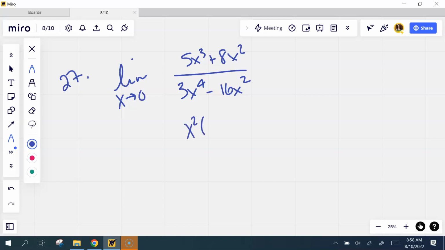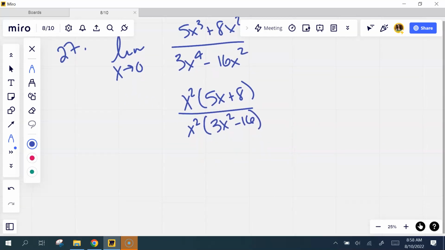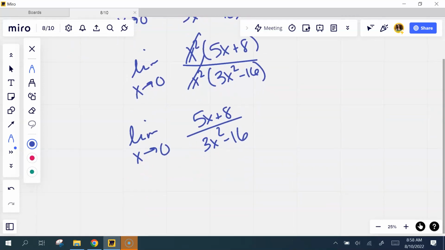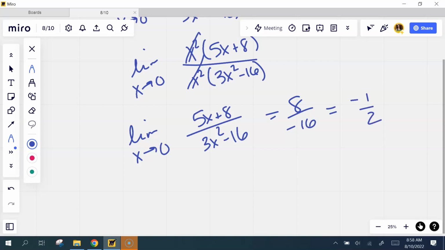So I'm taking x squared out of the top, which leaves me with 5x plus 8. Taking x squared out of the bottom leaves me with 3x squared minus 16. There's my hole, which is at 0. So I got 5x plus 8 over 3x squared minus 16. Now if I do the limit as x goes to 0 here, I can just substitute in. So I get 8 over negative 16, which is negative a half.